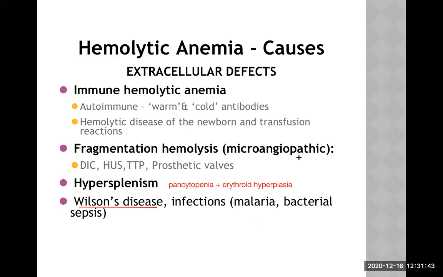Now, Wilson disease, you are absolutely right. It is a copper overload condition. There is too much copper in the body, and copper is a type of heavy metal, so it can damage the surface membrane of the RBC, resulting in hemolysis there.